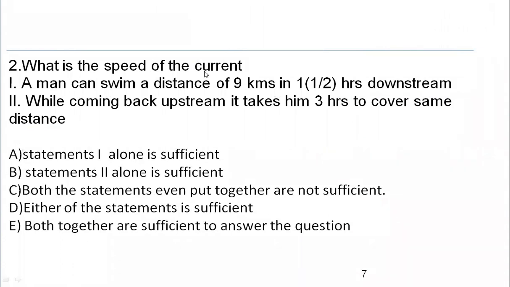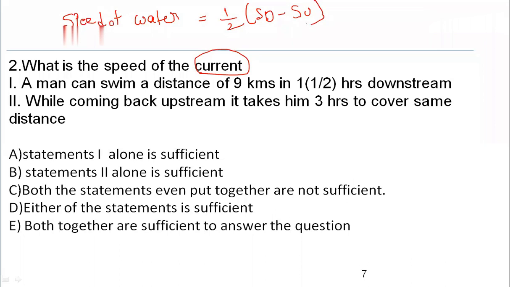What is the speed of current? This question is from the boats and streams concept. What is the speed of current? Current is nothing but water, right? So they're talking about the speed of water. What is the speed of water formula? Half of the speed of downstream minus speed of upstream. I guess you can recall the topic, right? Speed of downstream minus speed of upstream.